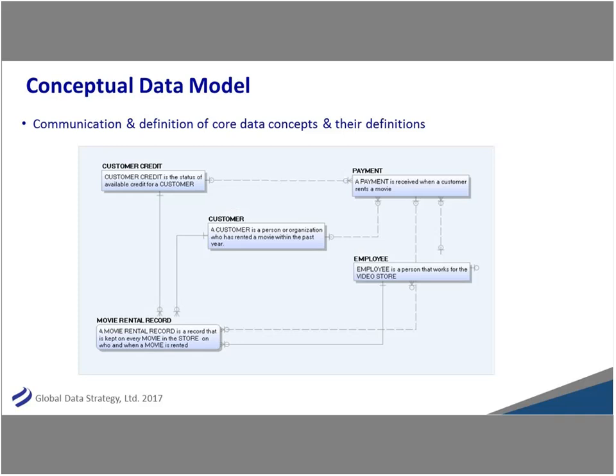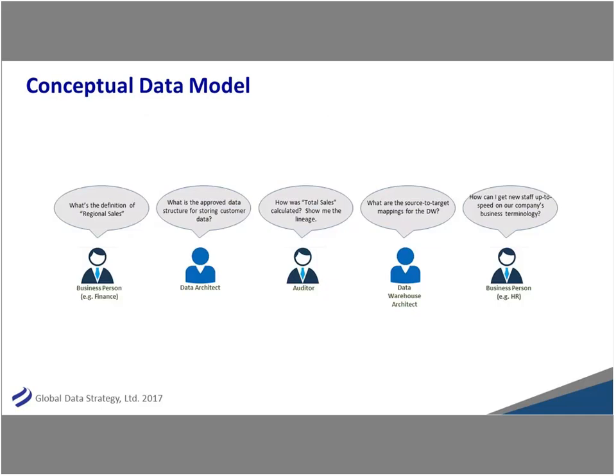So it seems very simple, but quickly a person could look at that and say, okay, a customer is a person or organization who's rented a move. Wait a minute, we don't sell to organizations, we just sell to individuals. So right there, that could be a big business change or business clarification that we needed just by showing it clearly on a diagram.